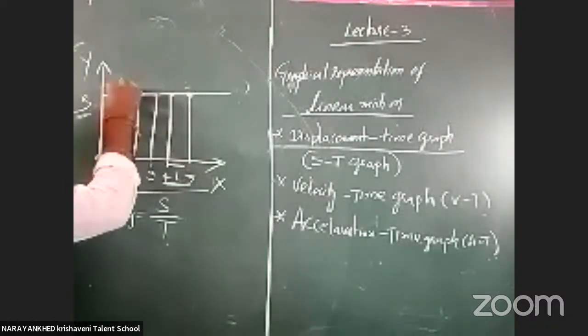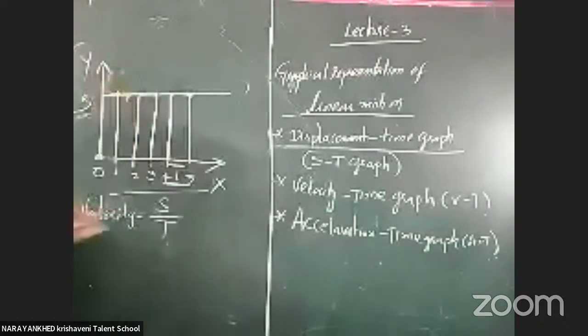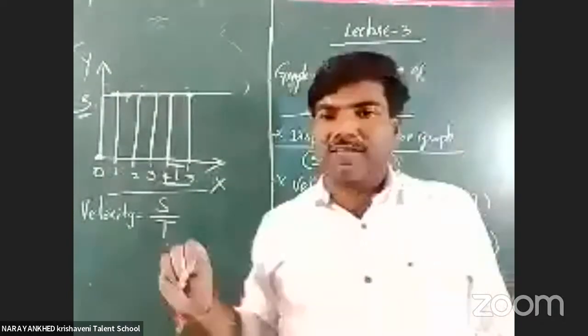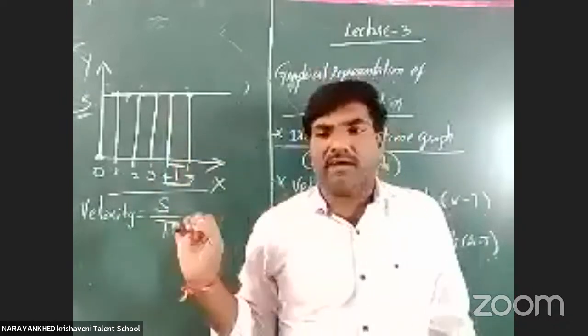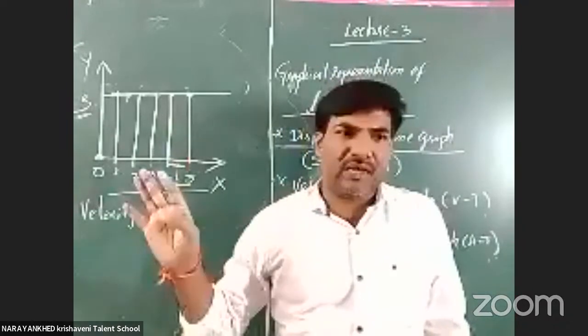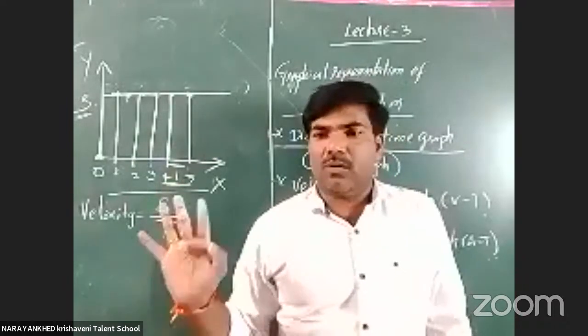This is the first second. When you write a coordinate, you have to keep three things in mind. On which axis, which variable is there. On the x-axis, what is there. On the y-axis, what is there. And what is the scale? You know the scale very well.